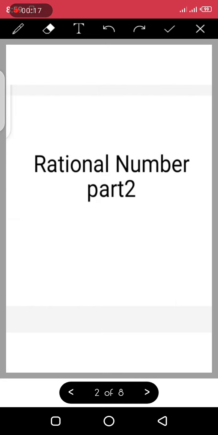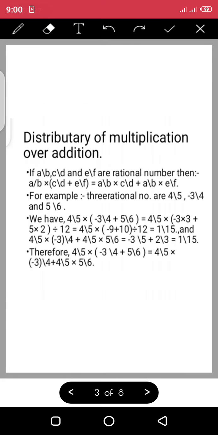Now in the last video, we studied rational numbers and their properties, and I hope you understood everything, so let's move further. Next we have distributivity of multiplication over addition.